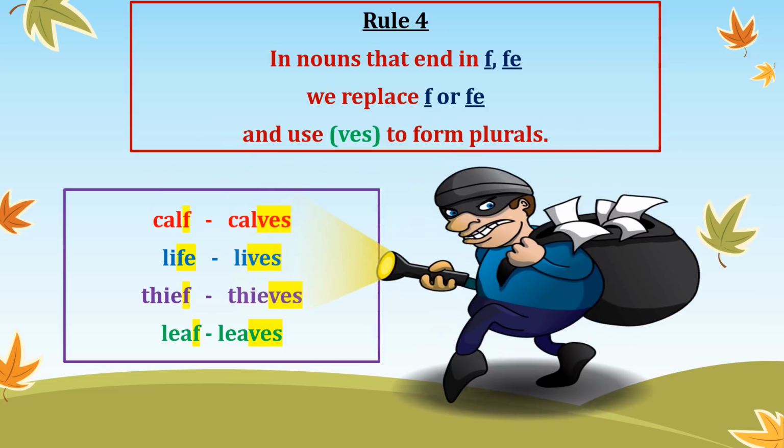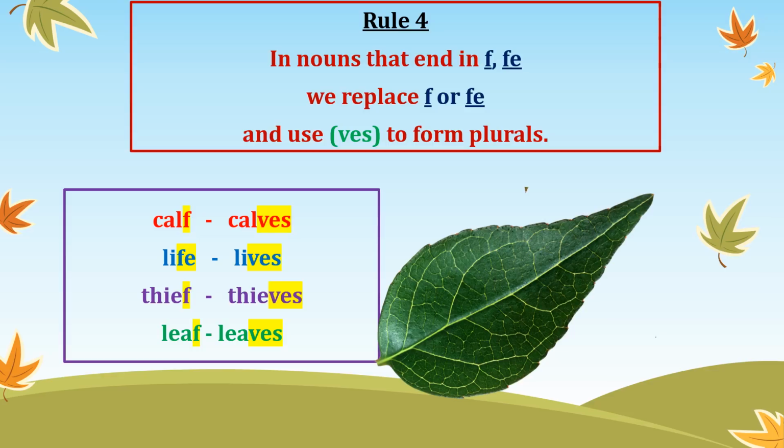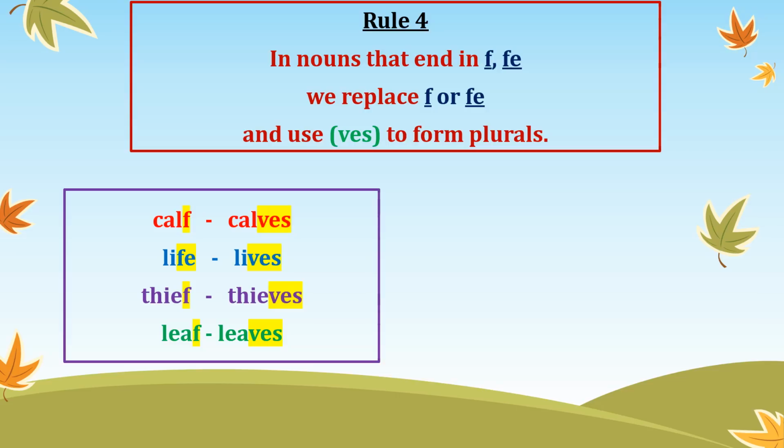The next one is thief that ends with F. Cut F and use VES. And the last one here is leaf. Cut F and use VES and your plural will become leaves. So it's easy enough. Rule number 4 says cut F or FE that is there in the end and use VES and your singular will change to plural.